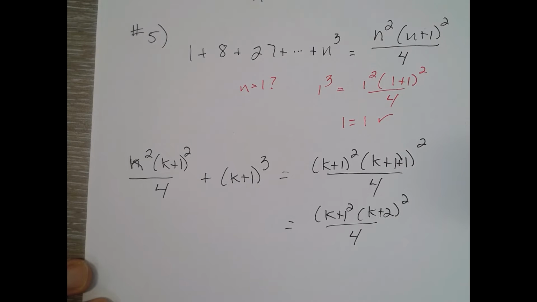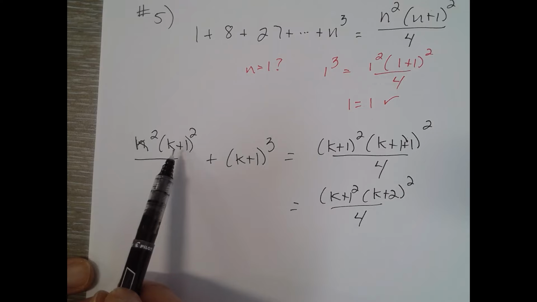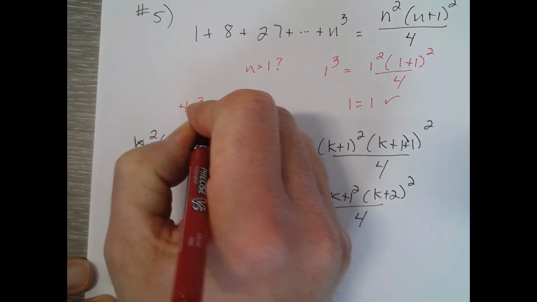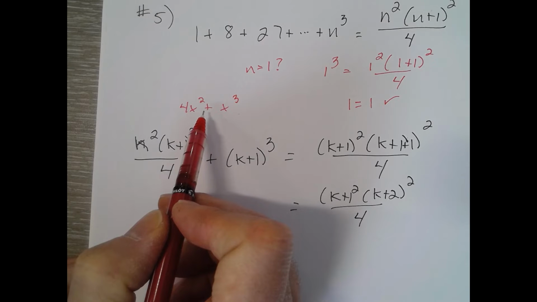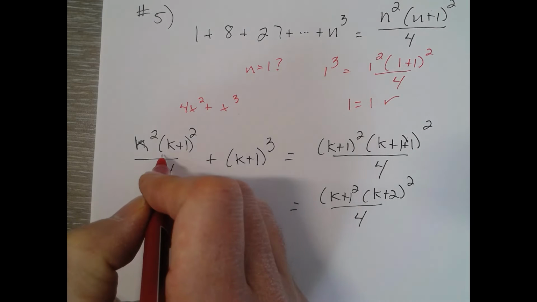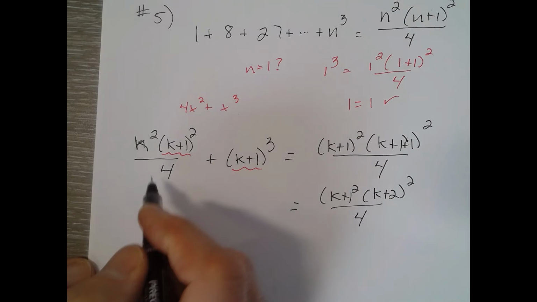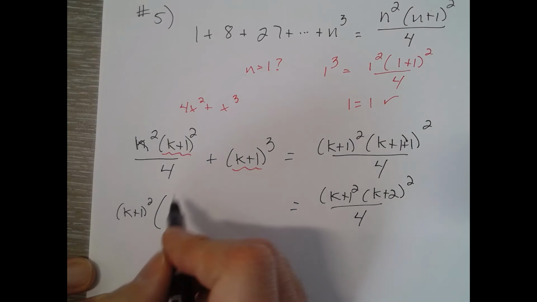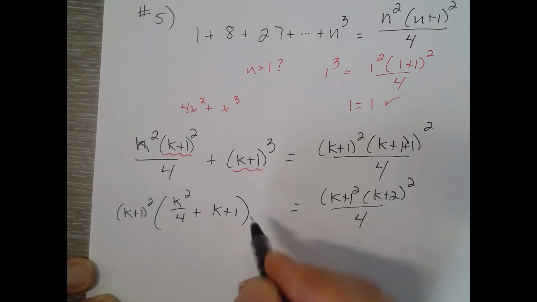Where to start? Well, for me, I would recognize that I have a k plus 1 quantity squared and a k plus 1 cubed. Kind of like if I have 4x squared plus x cubed. What can I factor out of 4x squared plus x cubed? I can pull out an x squared. Good. So I have a k plus 1 squared and a k plus 1 cubed. I can pull out a k plus 1 squared from each of those. So it'll be k plus 1 squared times, this is k squared over 4, plus I still have one more k plus 1. That's one way to do it.